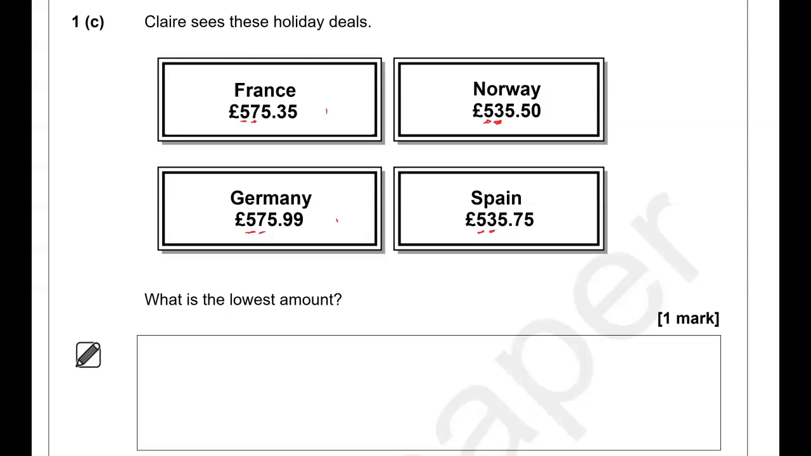So we've got the first and the second digit being the same for these two. Looking at the third digit, we've got 5 and 5. So that is again the same. So £535, £535. That is for both. Now looking at the pennies, we've got 50 pence and we've got 75 pence. So this is more expensive. This is going to be cheaper. So £535 and 50 pence is the lowest amount.